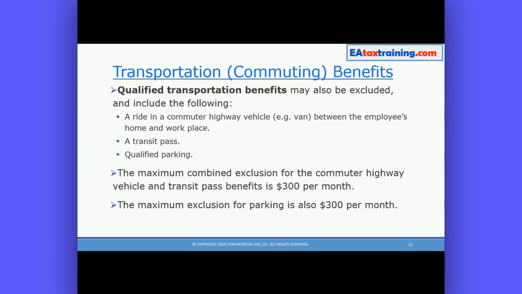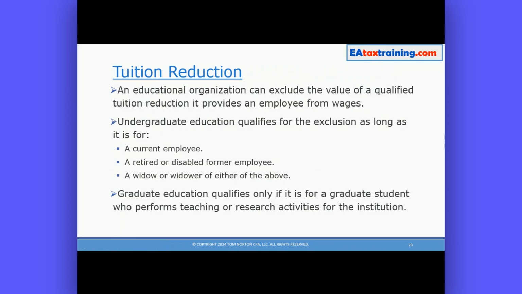So the maximum combined exclusion for the commuter highway vehicle and the transit pass is $300 per month. And then the maximum exclusion from the parking is also $300 a month. So it's $300 per month for the combination of the commuter highway vehicle and the transit pass, and it is $300 a month for the qualified parking.